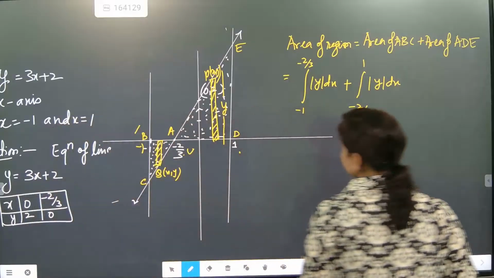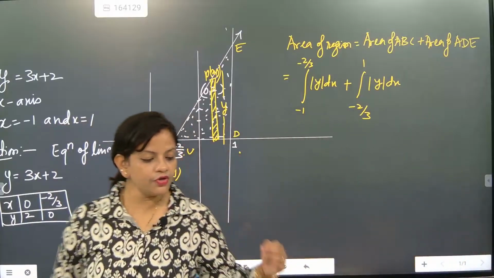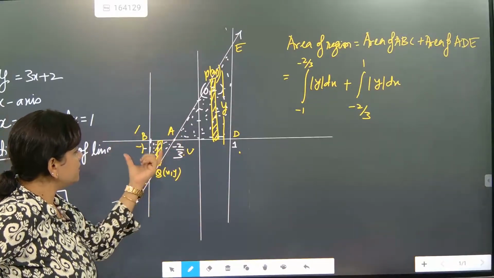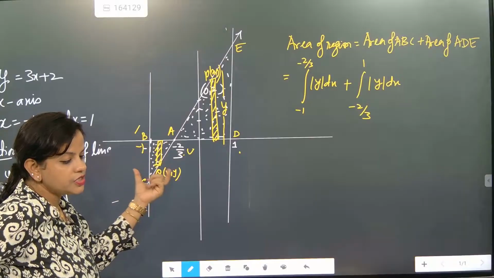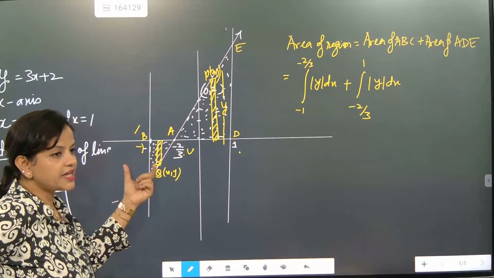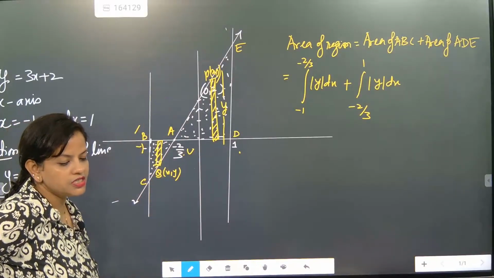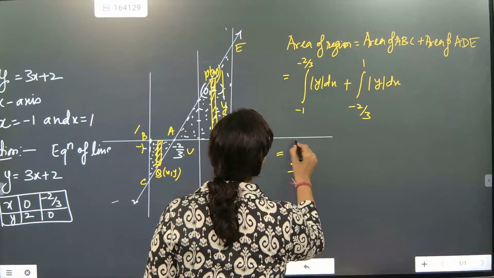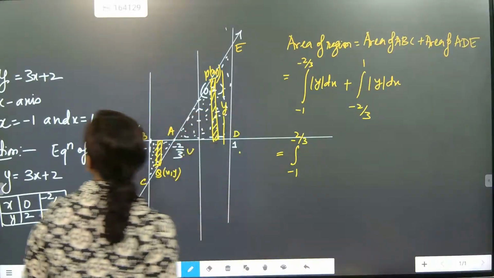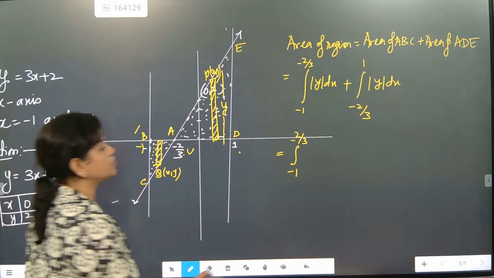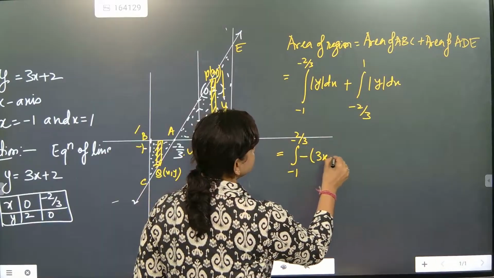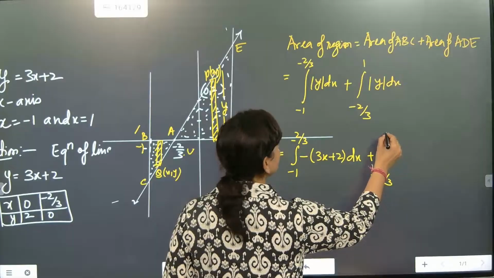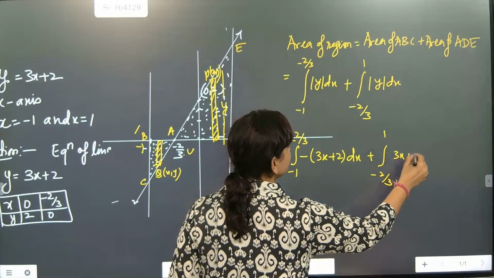So now we will slice the region. Always I told you that whenever you go below the x-axis, this part will become negative. So the equation of the line will become negative below the x-axis and the equation of the line will become positive above the x-axis. Understood or not? So here what we are going to do? We will write -1 to -2 by 3. What is the equation of the line? y is equal to 3x plus 2. But here it will become minus of 3x plus 2 dx, plus here it will become -2 by 3 to 1. Here it is coming as 3x plus 2 dx.